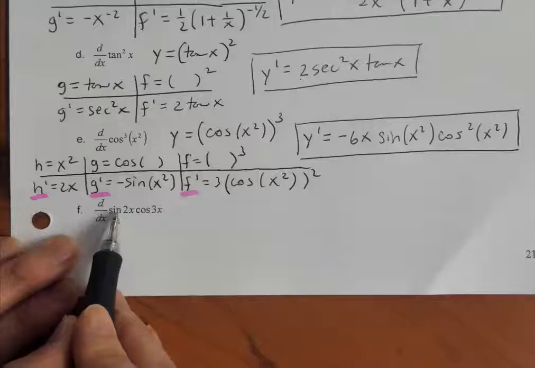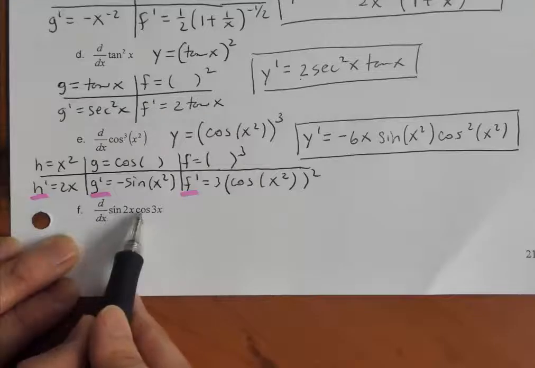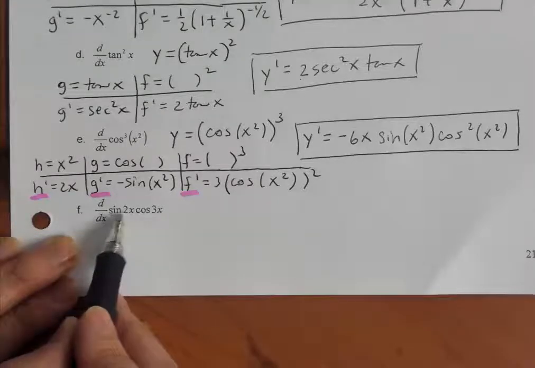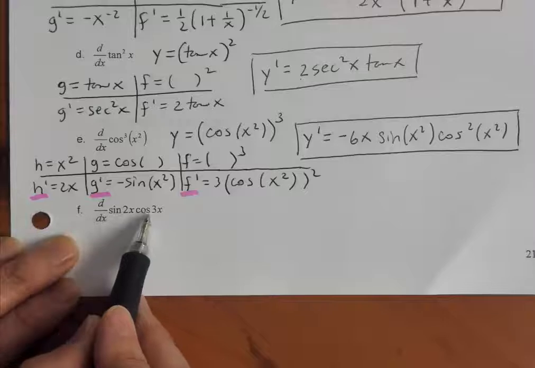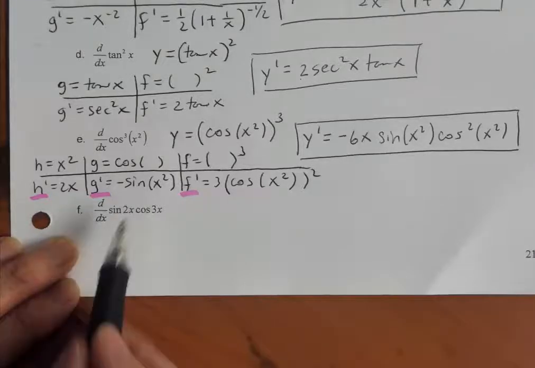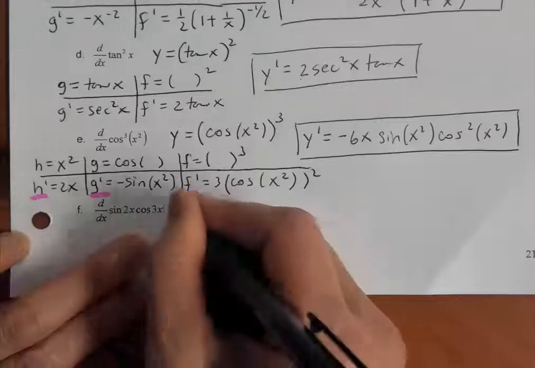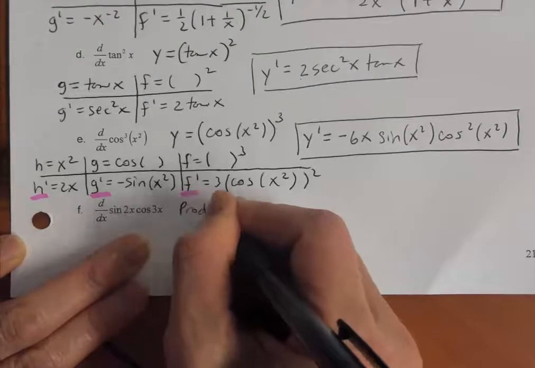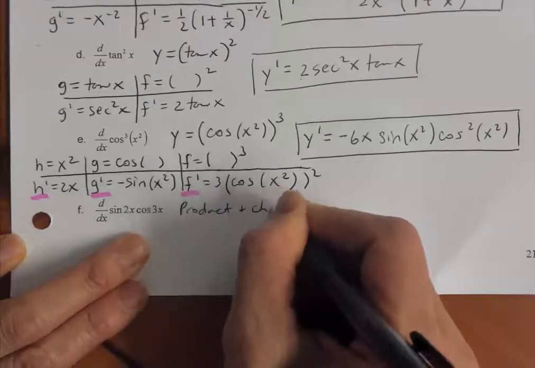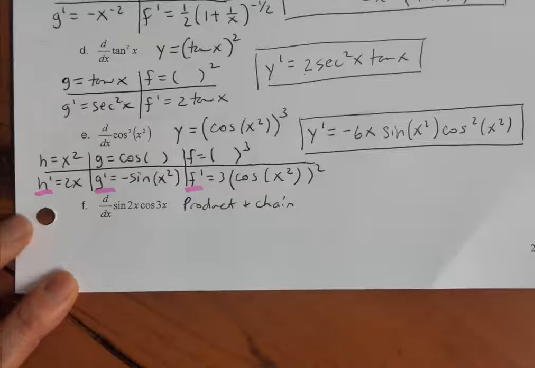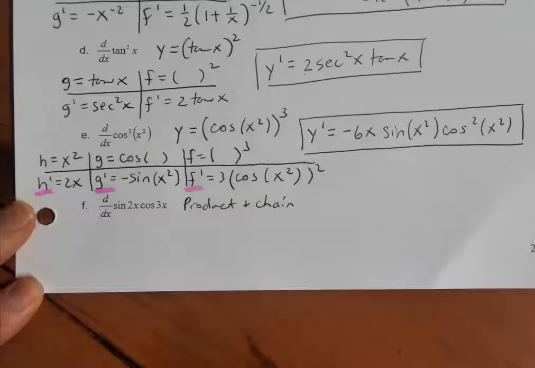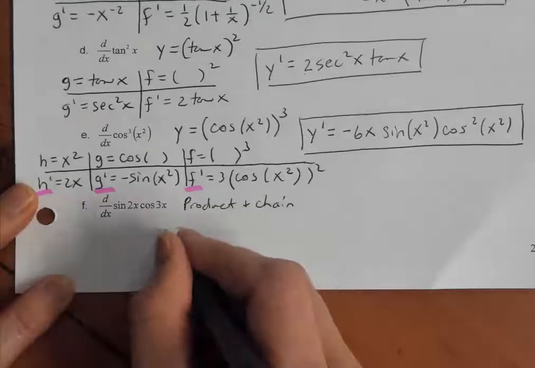So this is a product, right? It's a product. And then within the product, you also have a chain. So you have a product, and then within each part of the product, you have a chain. So this is a product and a chain together. Okay, so we're going to start off with the outer part, which is the product. So I'll do the product first.